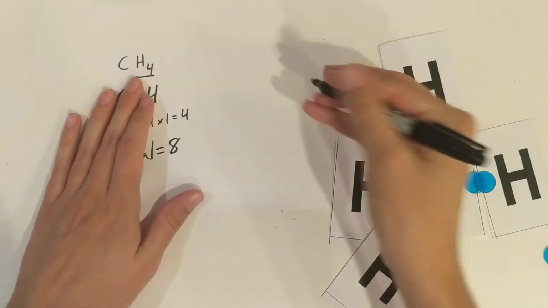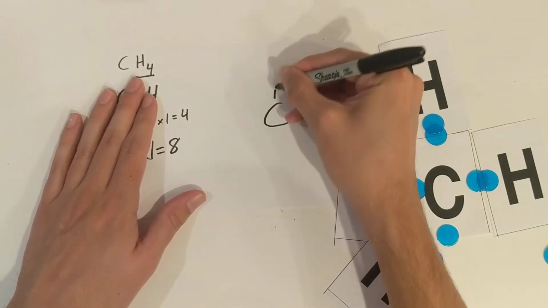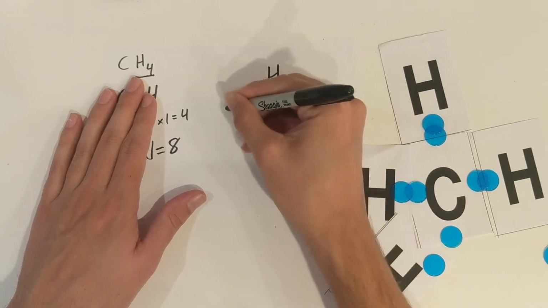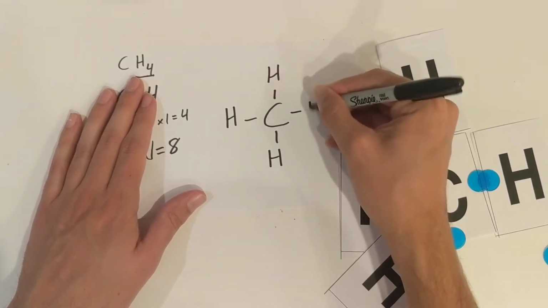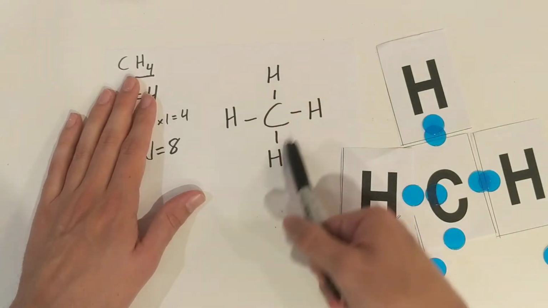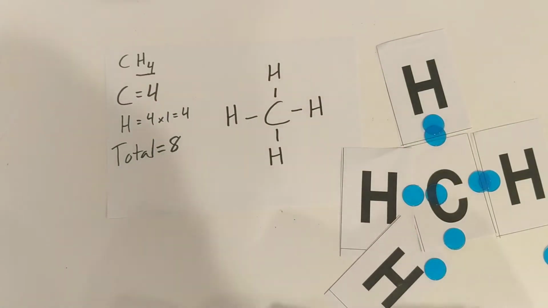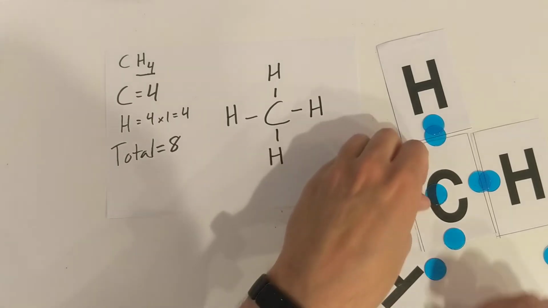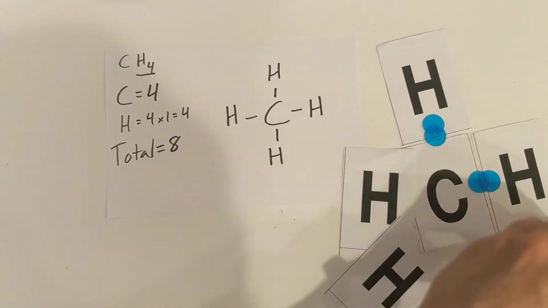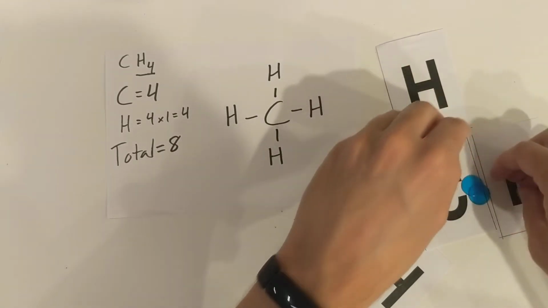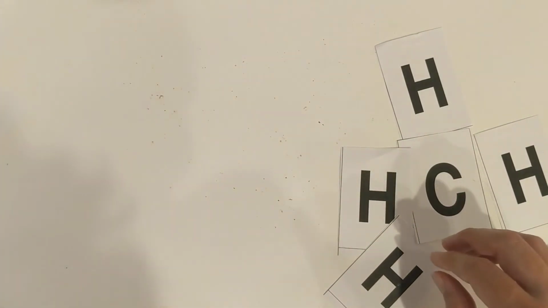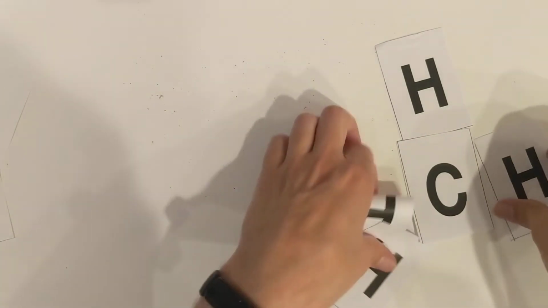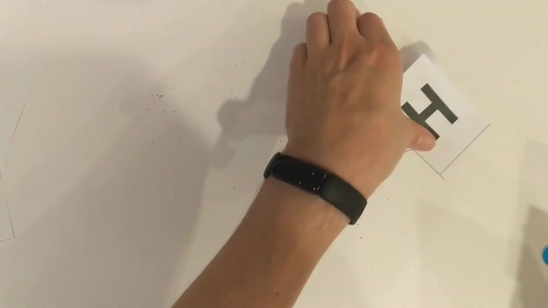So let's draw this out. And this molecule, you'll probably recognize the name, is actually methane. So that's what a methane molecule looks like. All right, so we got one more example here. And this one's probably the trickiest. So let's take a look at what it is.